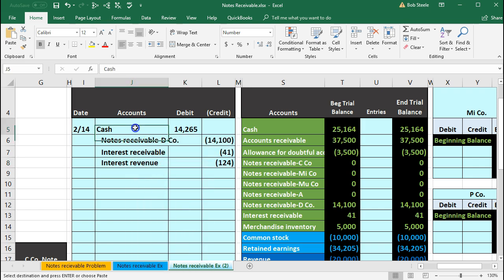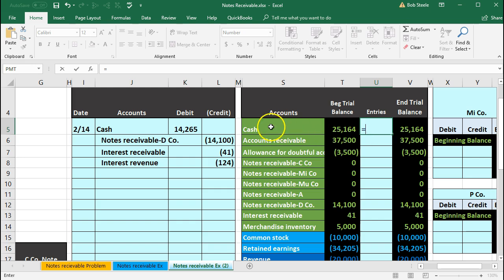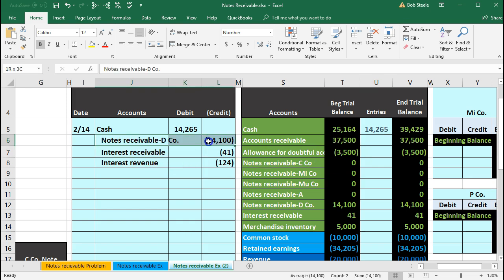Now we're going to record this out, not to the general ledger, but to this little worksheet, because this is a perfect little worksheet for the number of journal entries we'll have to see exactly what is going on. So we'll post this first, cash. Cash is there, cash is here. We're going to post it to U5. U5 equals, point to that 14,265. It's going to bring the 25,164 up by 14,265 to 39,429.